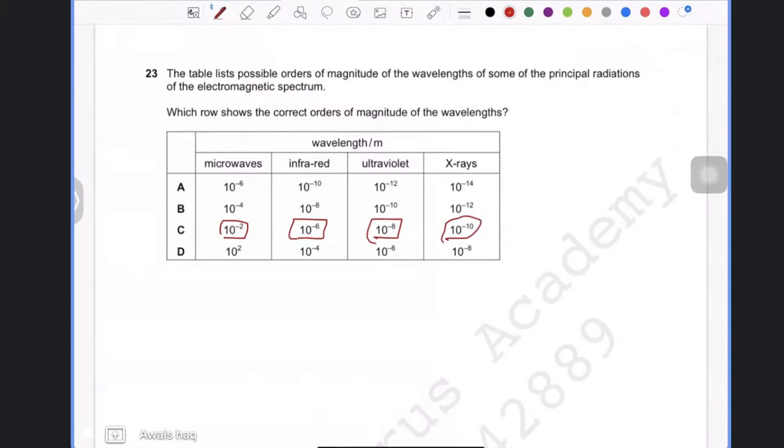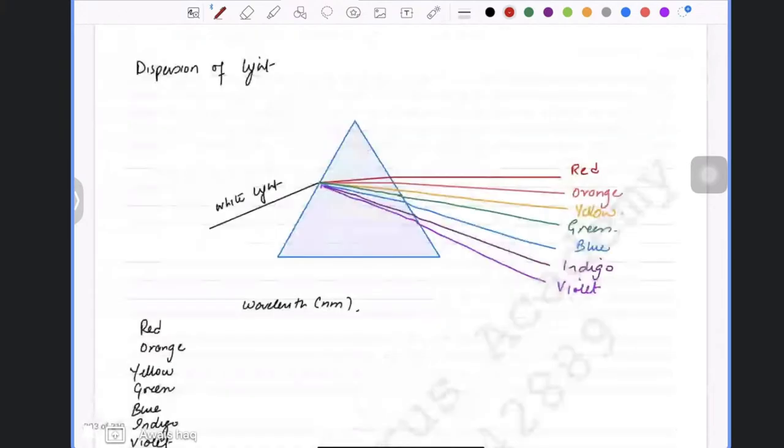So X-rays is 10 raised to minus. So this has to be the answer. Sometimes you just need to remember, because otherwise there's no particular way to do these particular questions. Anyway, moving on to dispersion of light.